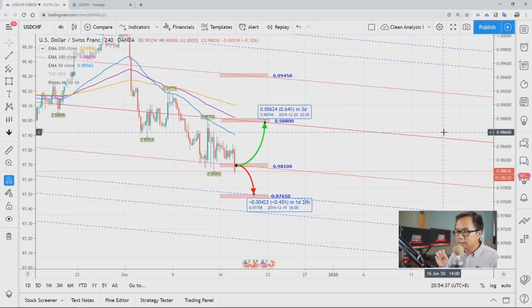Please be aware that there will be very thin liquidity, as many traders will have left for their Christmas holiday next week.